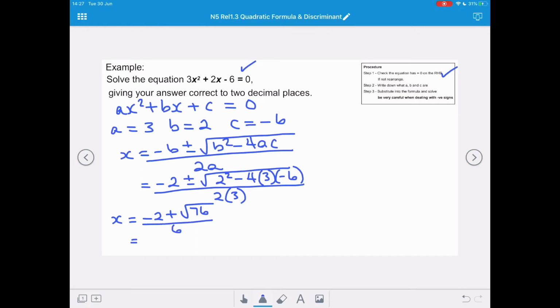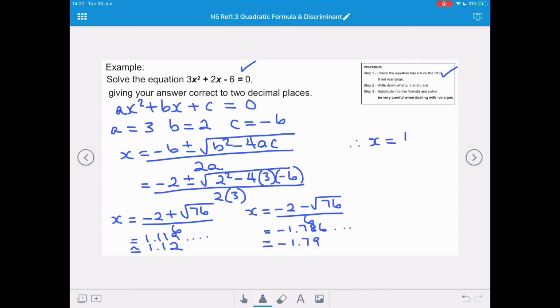That's going to give us a value of 1.119 and so on. And we're going to round that to 2 decimal places, so it's 1.12. And our second root is going to be x is equal to negative 2 minus root 76 all over 6. And that's going to equal negative 1.786 and so on. And to 2 decimal places, it rounds to negative 1.79. So our solutions to this equation using the quadratic formula are x equals 1.12 or negative 1.79.